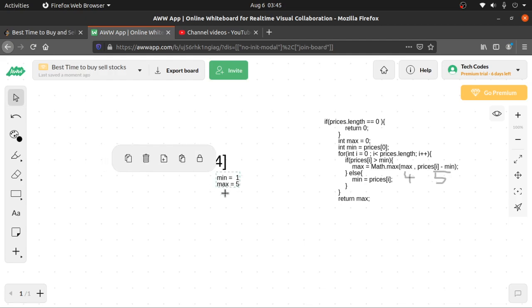And the last one. Is 4 greater than min? No. Also, let's check the max. 4 minus 1 is the new difference here. Our new difference value. So we will compare 3 and 5. Which is bigger? Max is bigger, so it stays the same. And finally, we return the maximum number we found. And that's the answer.